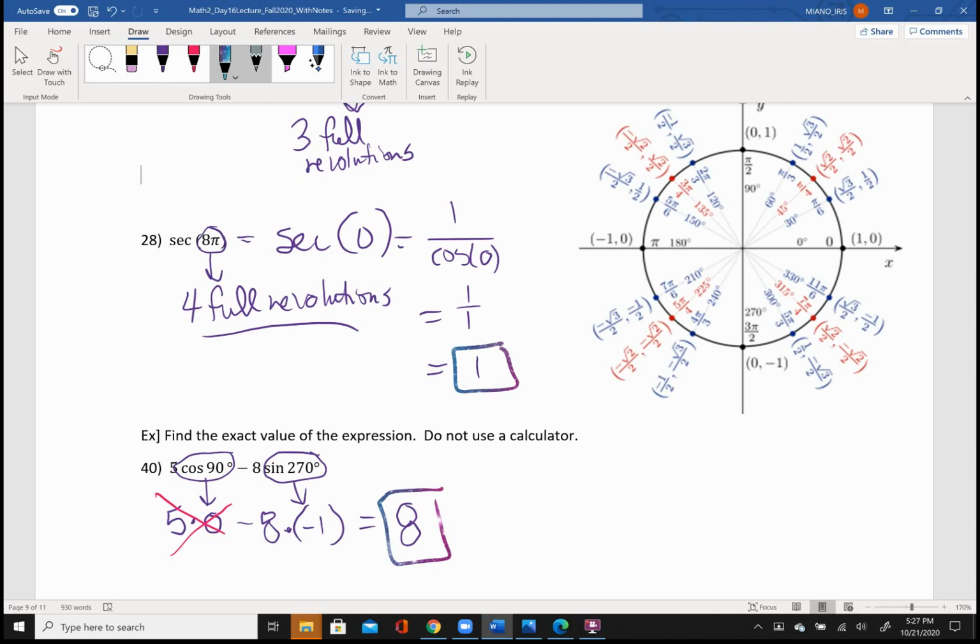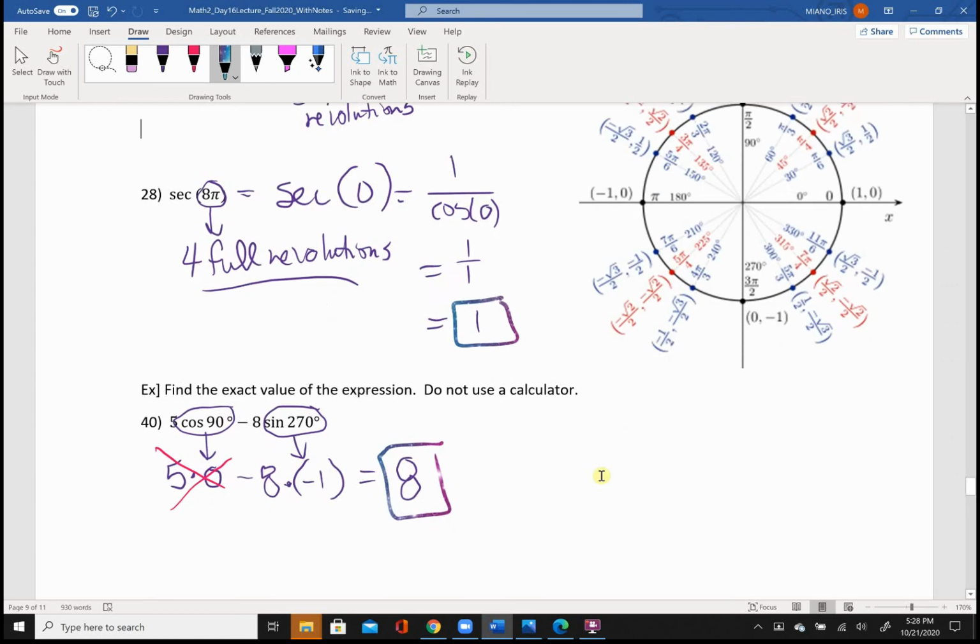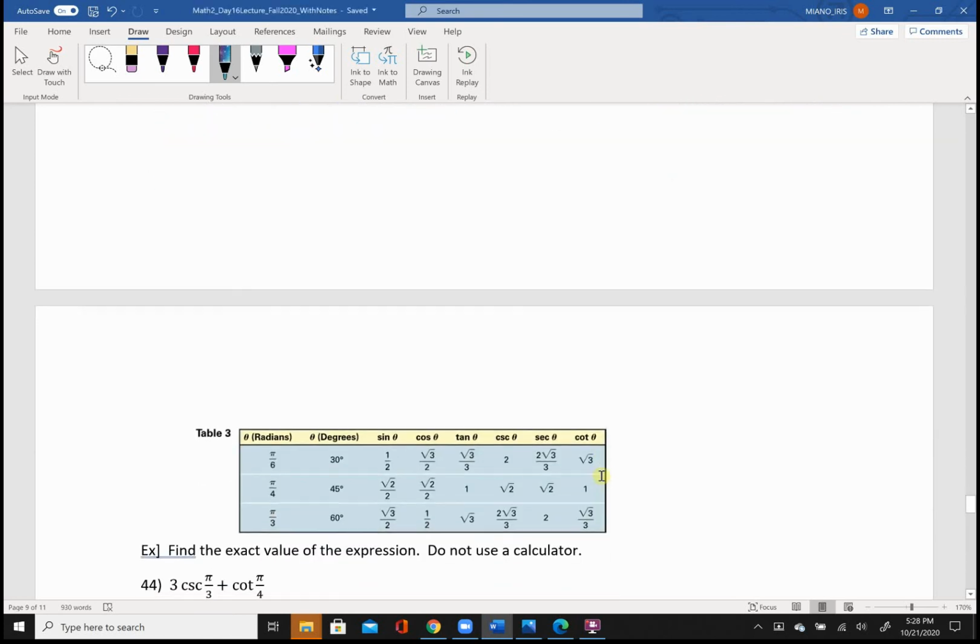No calculator needed. We just need to get to know this unit circle. Okay, cool. So I'm just going to leave that there. And if I need another one, I'll just go ahead and grab it.